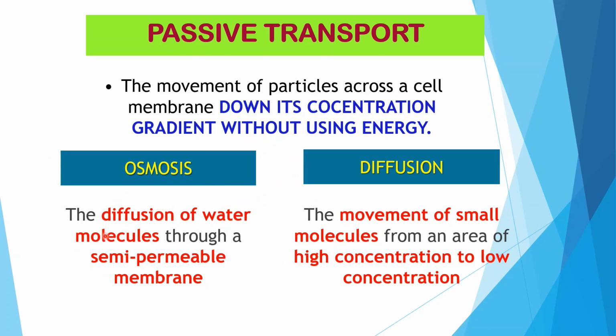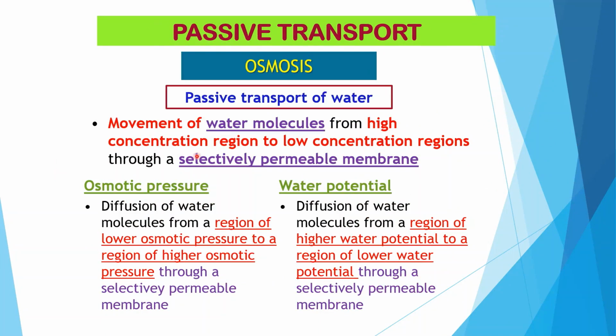Osmosis means diffusion of water molecules across a semi-permeable membrane. However, diffusion means movement of small molecules from an area of high concentration to low concentration. Diffusion can be classified into two types, simple diffusion and facilitated diffusion. When we learn about osmosis, you should know two important terms, osmotic pressure and water potential.